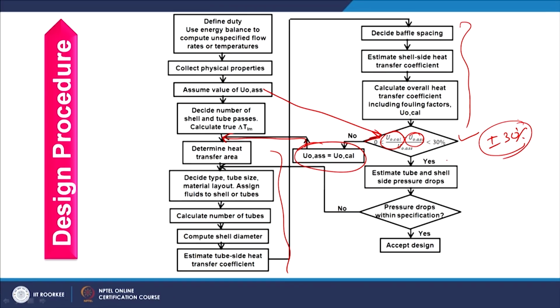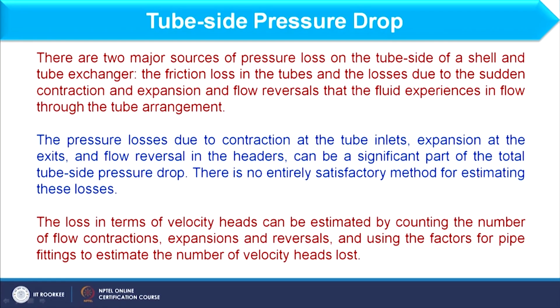If it is within plus minus 30%, next I have to calculate the pressure drop of shell side and tube side. So, let us start with tube side pressure drop. There are two major sources of pressure loss on the tube side of a shell and tube heat exchanger: the frictional loss in the tube, and the losses due to sudden contraction and expansion and flow reversal that the fluid experiences in flow through the tube arrangement.